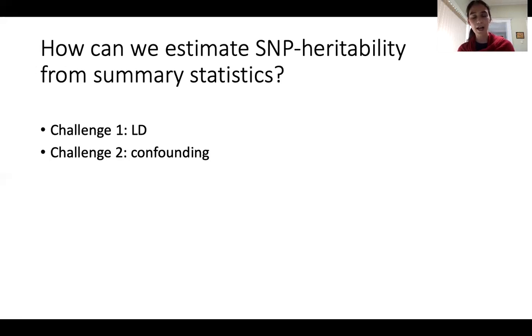There's a second challenge, which is confounding. When we're analyzing GWAS summary statistics, we don't want to be making any really strong assumptions that all of the signal that we see is perfectly clean and due to true effects. But it's important to build in some kind of robustness to potentially uncorrected confounding when we're going to be aggregating genome-wide signal. So these are the two main challenges that we overcame in developing LD score regression, one application of which is to estimate SNP heritability.